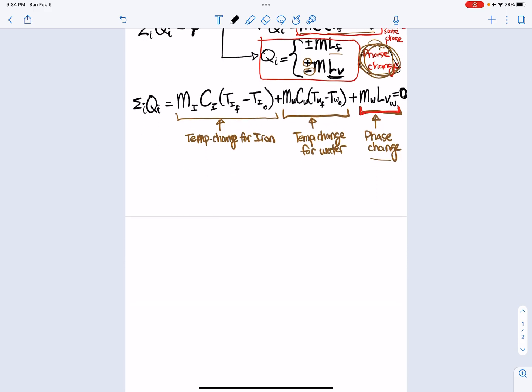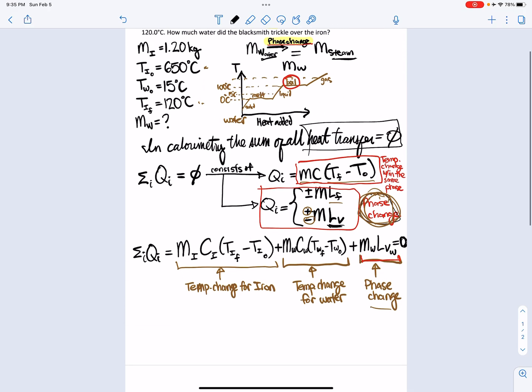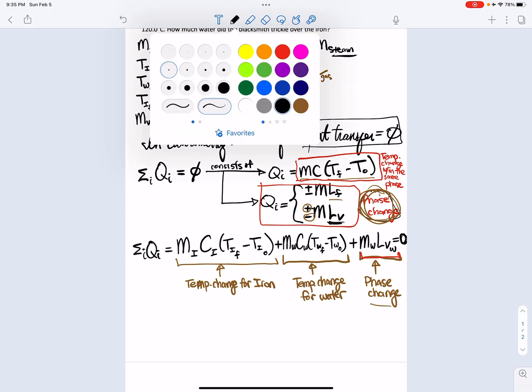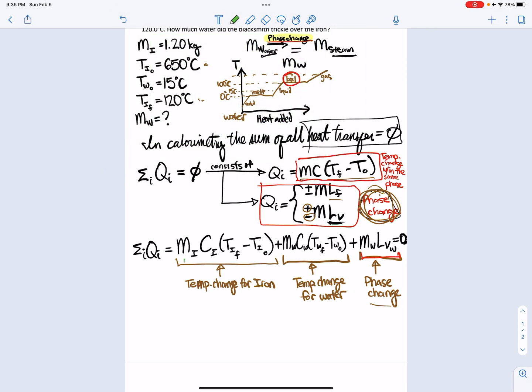Okay, so we have mass of iron times specific heat of iron. Actually, I'm not going to rewrite all of that because it's right here. Let's see, what's our given? What do we know? We know this is given. Okay, we know that. This is given. This is given. Mass of water, we don't know that. This is what we want to find out.